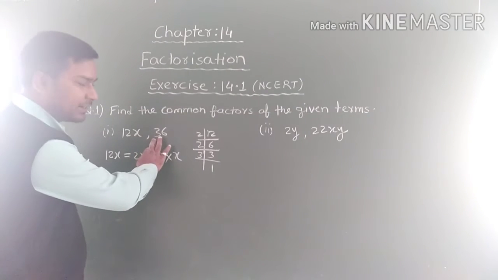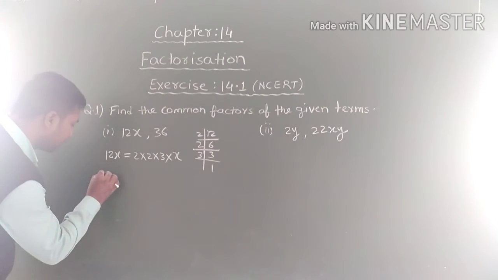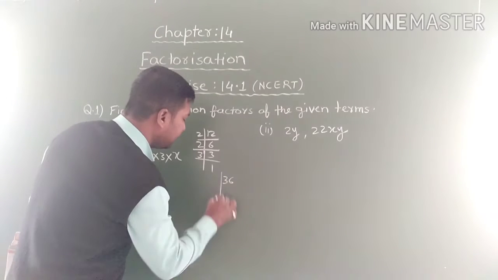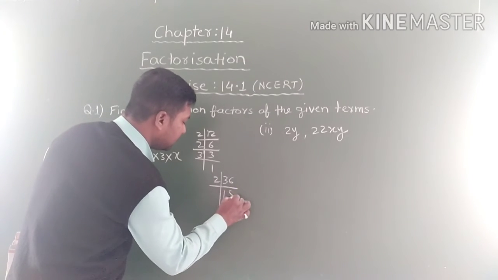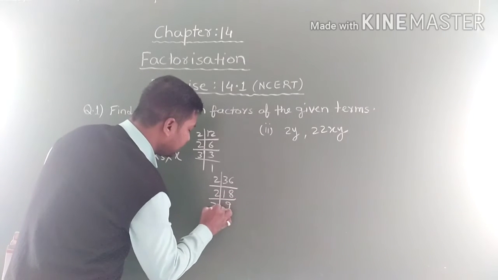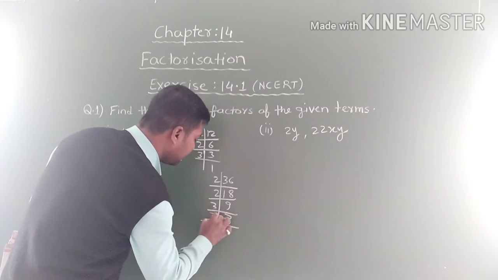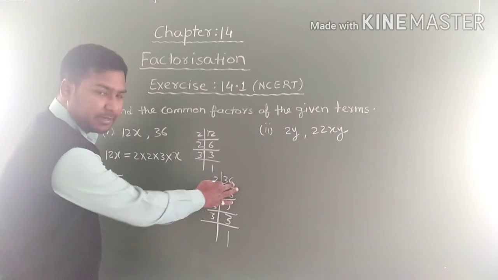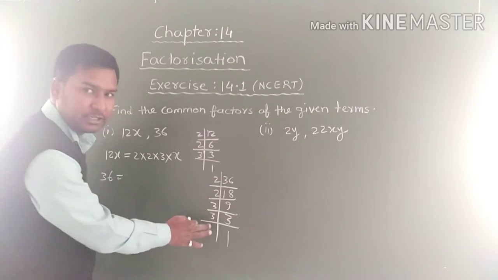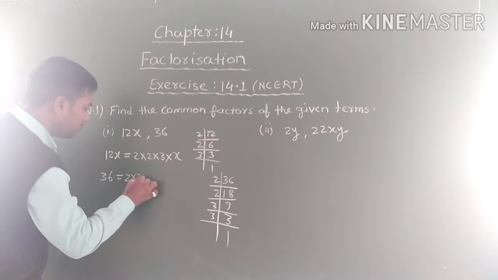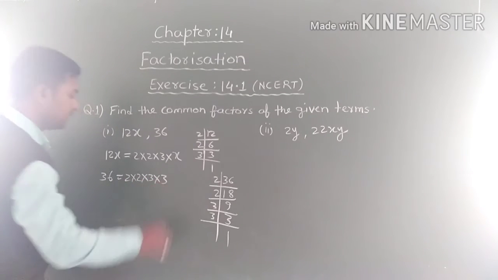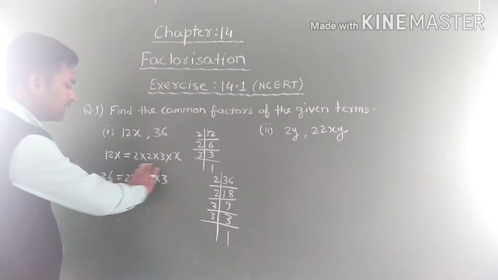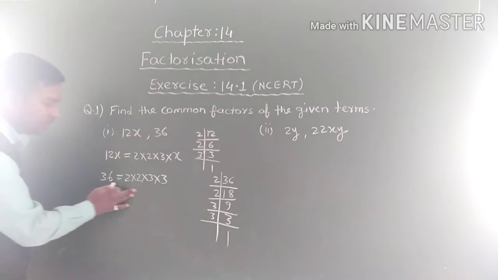Similarly, we have to find the factors of 36. So for 36, it will be 2 times 18 is 36, 2 times 9 is 18, and then this will be 3, and this will be 1. So that means the factorization of 36 will be 2 into 2 into 3 into 3. So the factors of 12x will be this one, and the factors of 36 will be this.